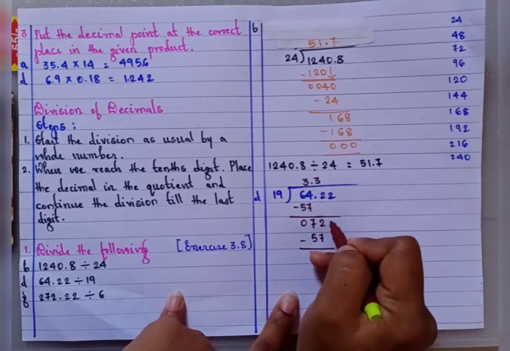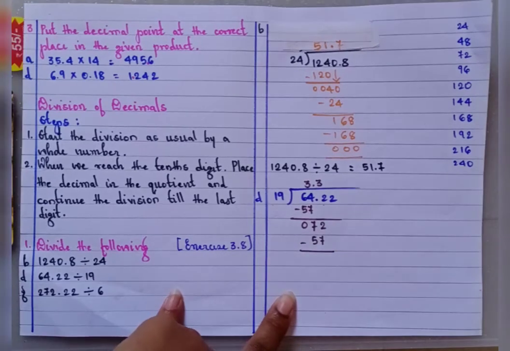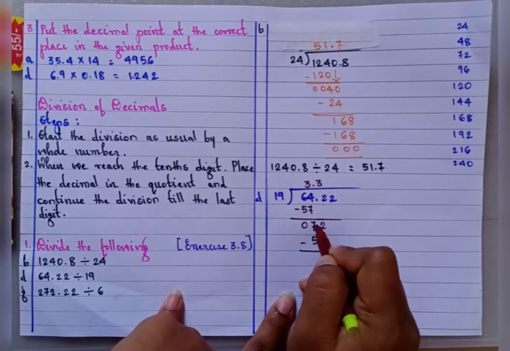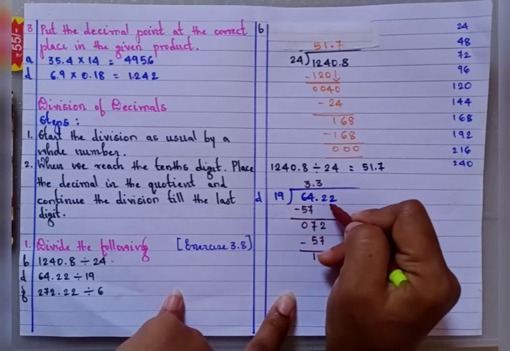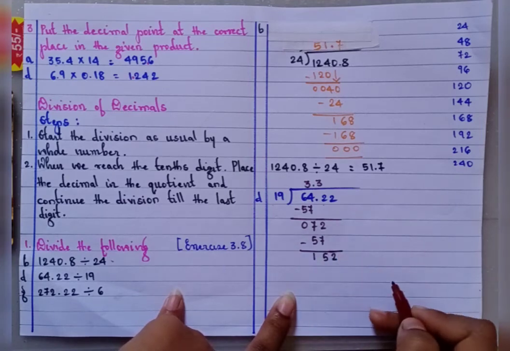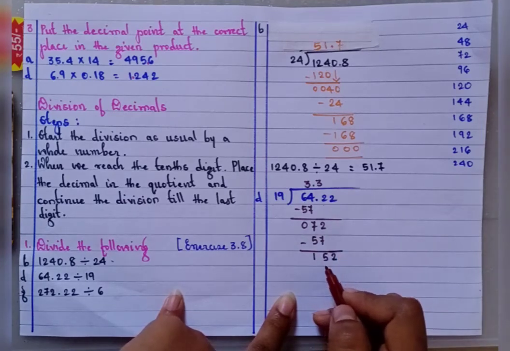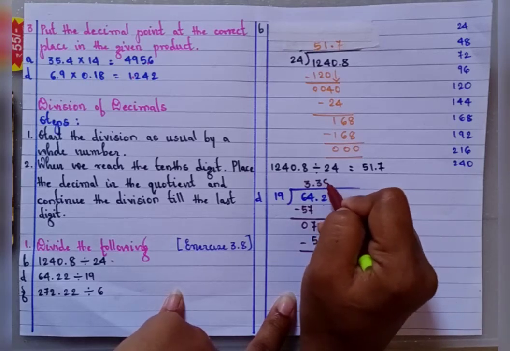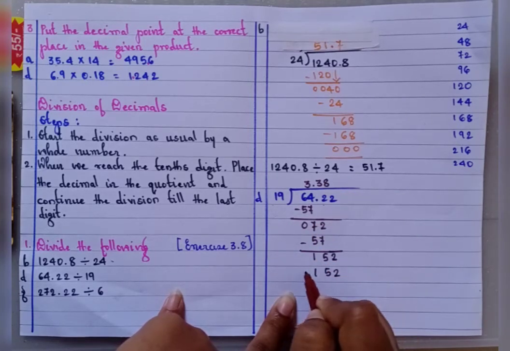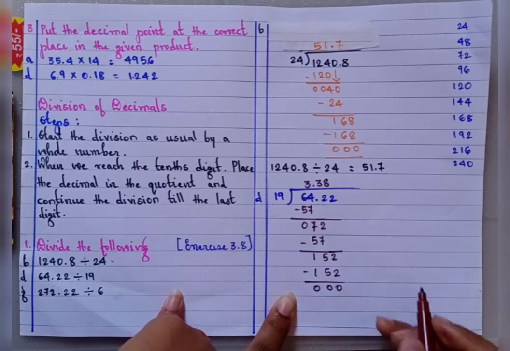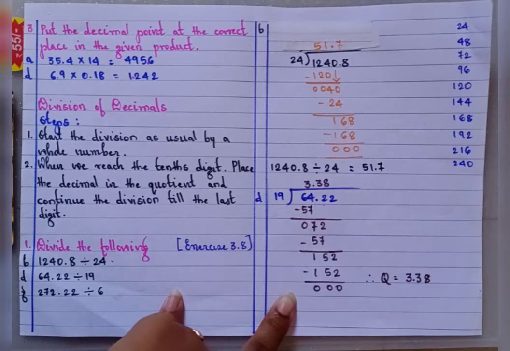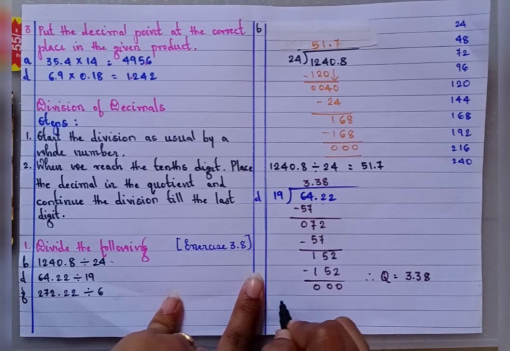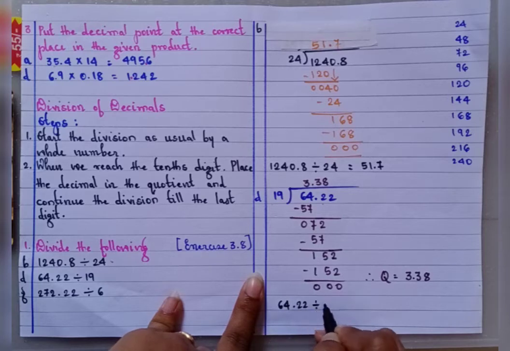Further, this will become 152. From 122, 57 goes out, remains 5, and from 6, 5 goes out, remains 1. Now let's take the next digit down, that is 2. 152, and we know 19 eights are 152, so here comes 8. 152 minus 152 is 0. Therefore the quotient equals 3.38. So let's write the example. Therefore 64.22 divided by 19 gives the answer 3.38.